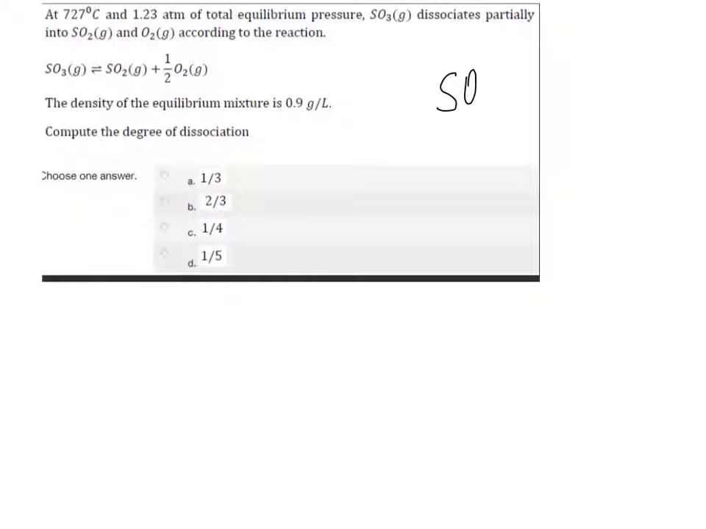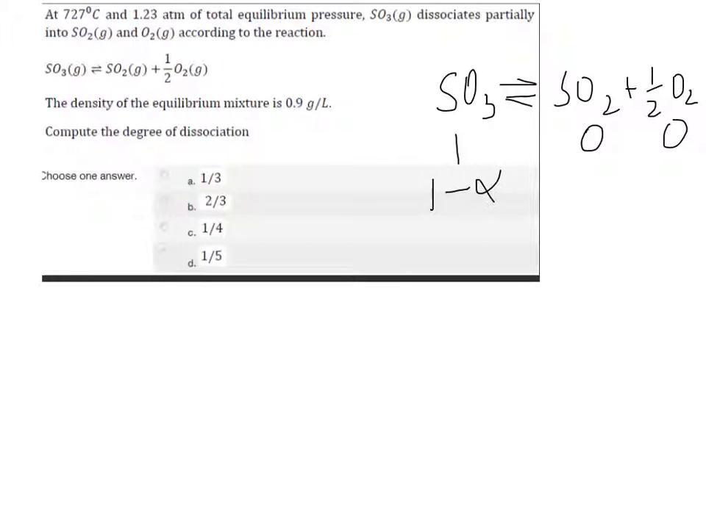So we are given that this is the equation. Now assume you start with 1 mole of SO3. You got 0 0. This is before anything happens. At equilibrium, assume alpha is the degree of dissociation. Alpha moles of SO3 dissociate, which means you've got alpha moles of SO2 and alpha by 2 moles of oxygen. Now the total number of moles is 1 minus alpha plus alpha by 2. That's a total of 1 plus alpha by 2 moles. That's the total number of moles you have.